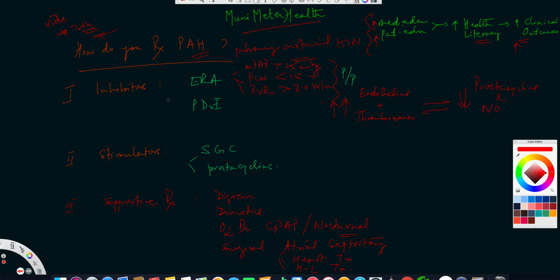Now, predominantly the treatment is divided into three categories. One is the inhibitors. Second is the stimulators, and third is the supportive therapy. So let's do the inhibitors first. But before we do the inhibitors and stimulators, we must understand what the pathophysiology is.